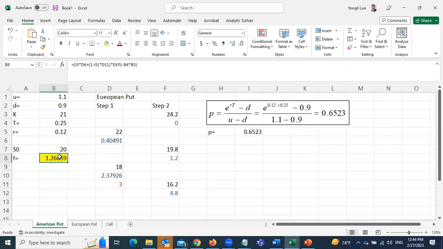So this is the American put option. The American put option will be 1.26, which is higher than the European put option.